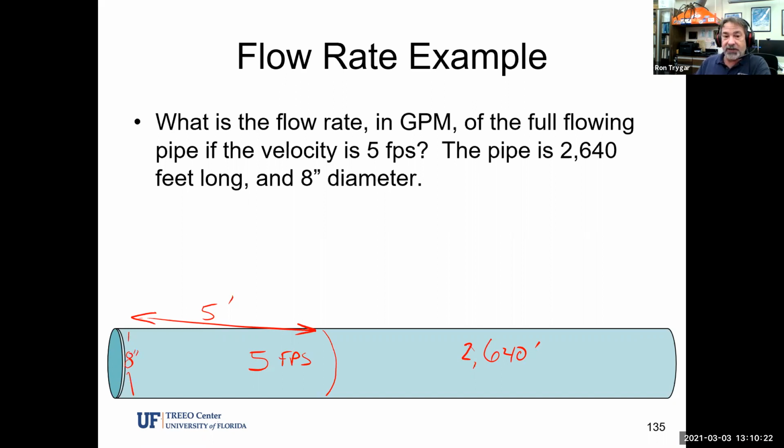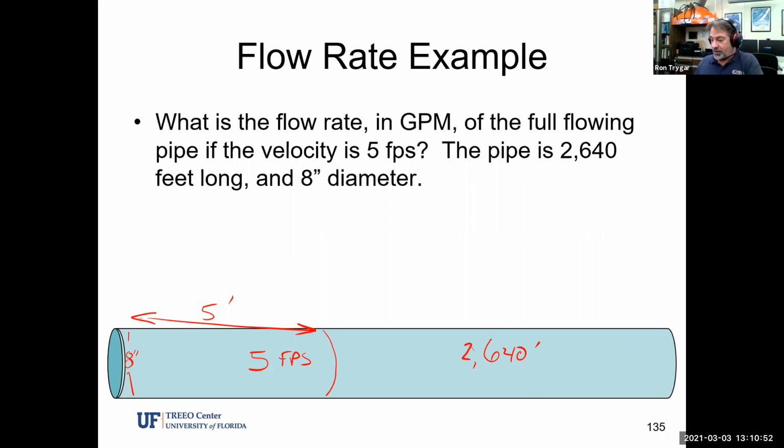What we've got to first figure out is what is the cubic foot volume of the 8 inch pipe when we're dealing with a 5 foot unit. We have 5 feet that are moving in here, so we're just going to use that as our length, and we're not going to worry about the 2,640 feet. That's essentially half a mile. We don't really need to know that, because what we're concerned about is the 5 feet units that are moving through here per second.